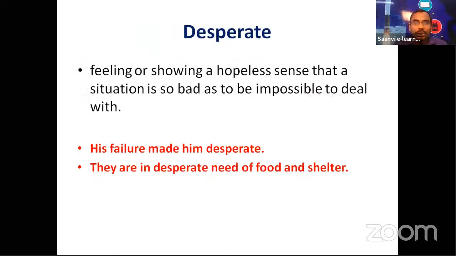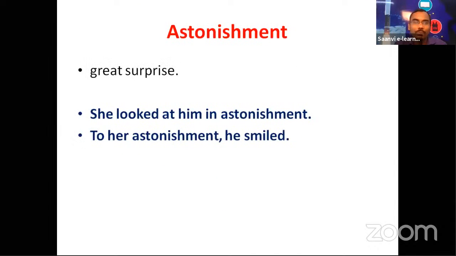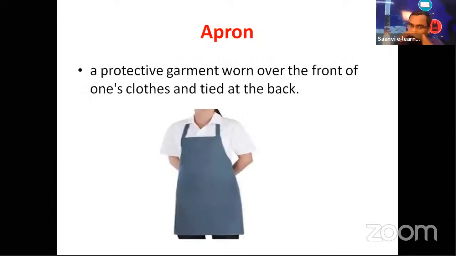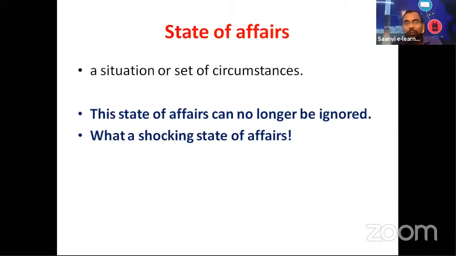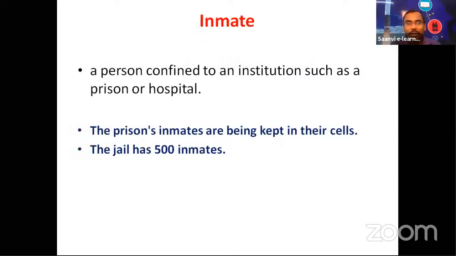Okay, so this is the vocabulary that we will see in this particular part of the lesson. Let us go through it once again. A state of affairs means a situation or set of circumstances. The second word is starve, to suffer or die, or cause to suffer or die from hunger. And the third word is inmate, inmates of your house. What do you mean by that? It means you, your father, your mother, your sister, your brother, your grandfather, and your grandmother.